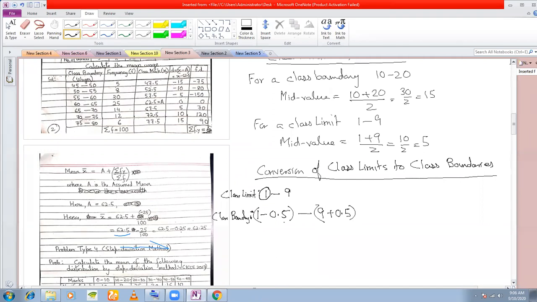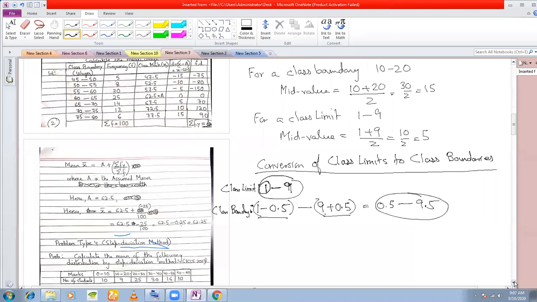So if I give you a class limit 1 to 9, and you want to convert it to a class boundary, you subtract 0.5 from 1 and you add 0.5 to 9. What you will get here is 0.5 to 9.5. So corresponding to this class limit is this class boundary. Similarly, you can do it for all the class limits, in fact. So that is the conversion part.